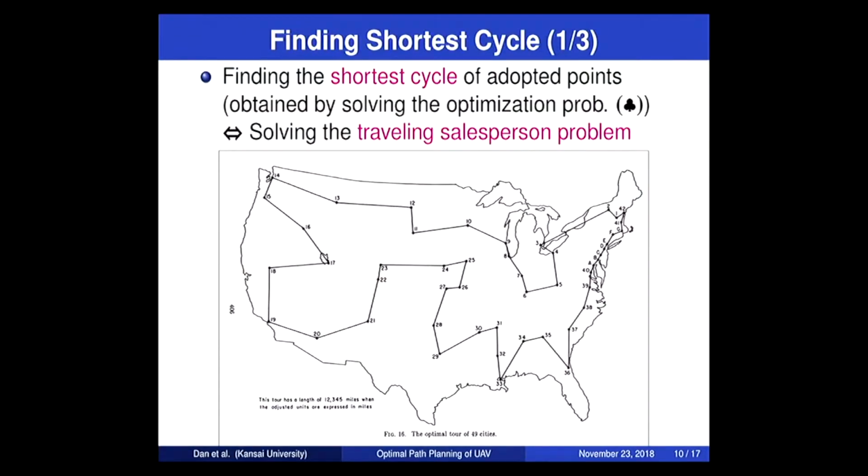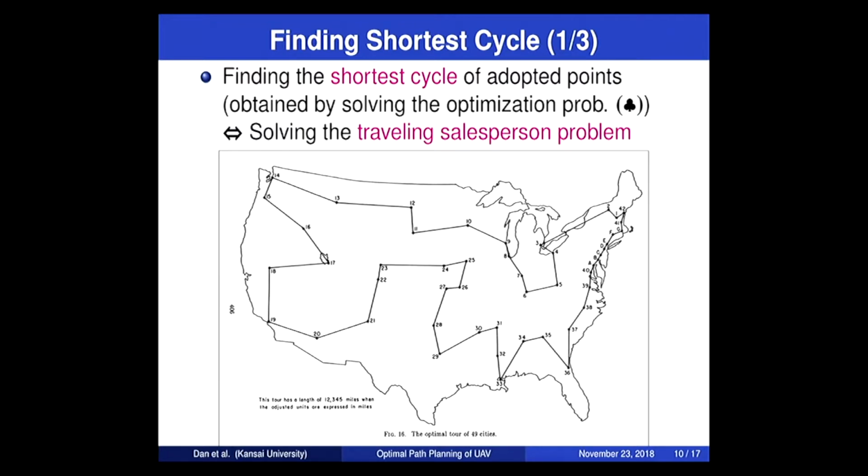Okay, next I want to explain the detail of the second part, the method for finding the shortest cycle. Generally, the UAV will take off from the starting point, go around some places, and return back to the starting point. Therefore, we want to find the shortest cycle of the adopted photographing points. So this problem is equivalent to the traveling salesperson problem, TSP.